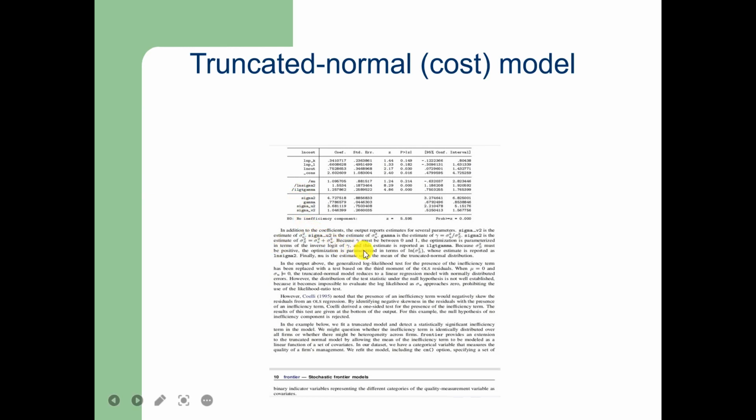and this estimate is reported as ILGT gamma. Because sigma square s must be positive, the optimization is parameterized in terms of the natural log of sigma square s, whose estimate is reported as natural log of sigma 2. Finally, mu is the estimate of mean mu of the truncated normal distribution. So this is the truncated normal distribution model.